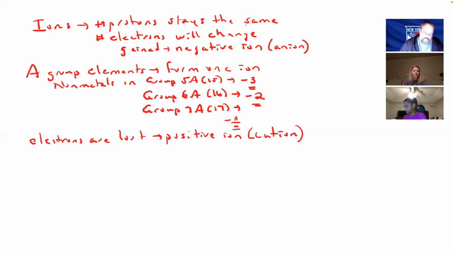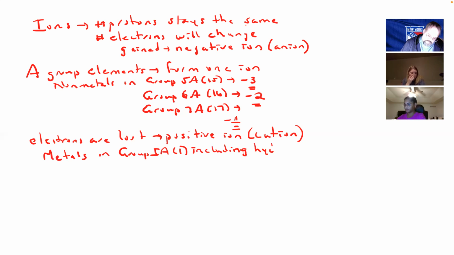Okay. And what we find is that metals tend to lose valence electrons to become positive ions in order to satisfy the octet rule. So for the metals in group 1A, or 1, and this would include hydrogen as well. So including hydrogen, which of course is a nonmetal, but it's in group 1A, they tend to form a +1 ion.